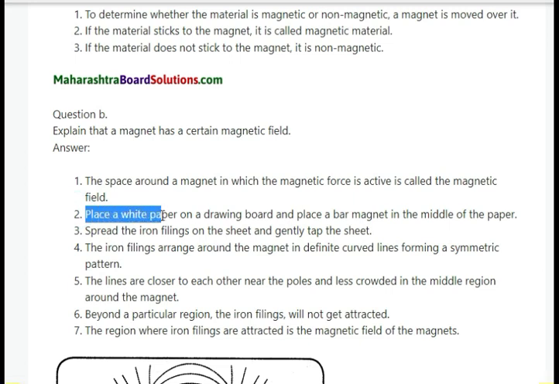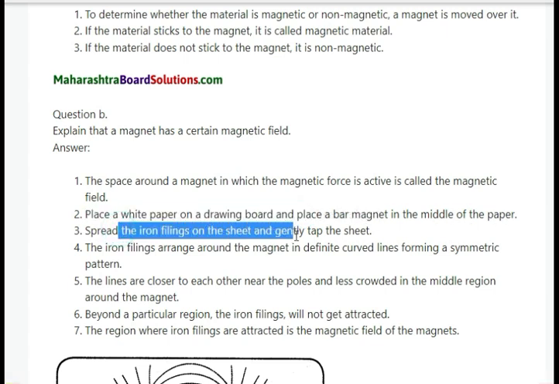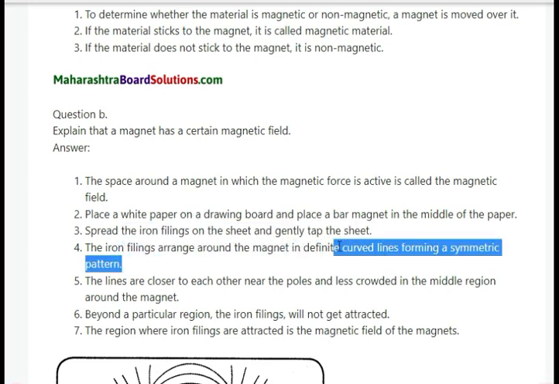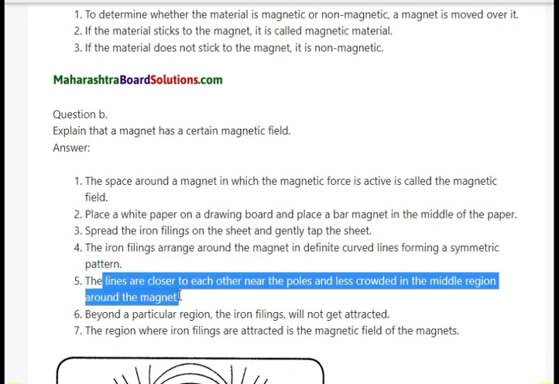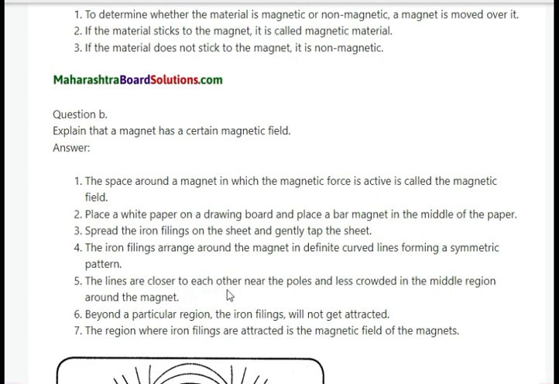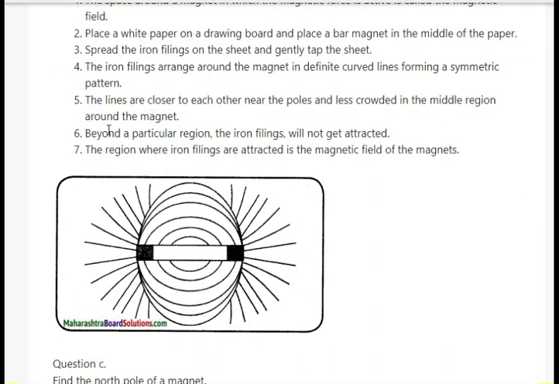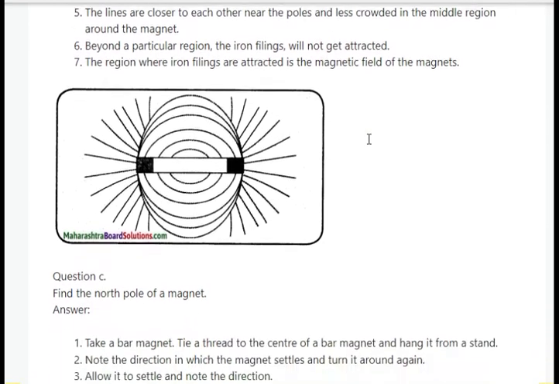Point 2. Place a white paper on a drawing board and place a bar magnet in the middle of the paper. Spread the iron filings on the sheet and gently tap the sheet. The iron filings arrange themselves around the magnet in curved lines forming a symmetric pattern. The lines are closer to each other near the poles and less crowded in the middle region around the magnet. Beyond a particular region, the iron filings will not get attracted. The region where iron filings are attracted is the magnetic field of the magnet.